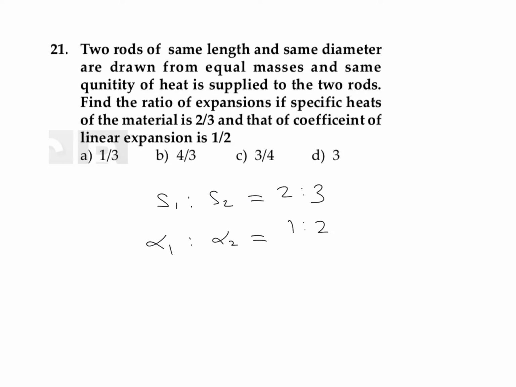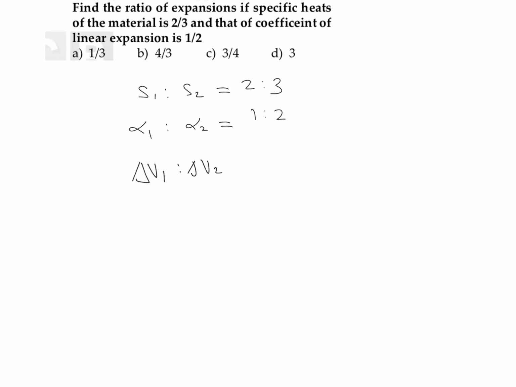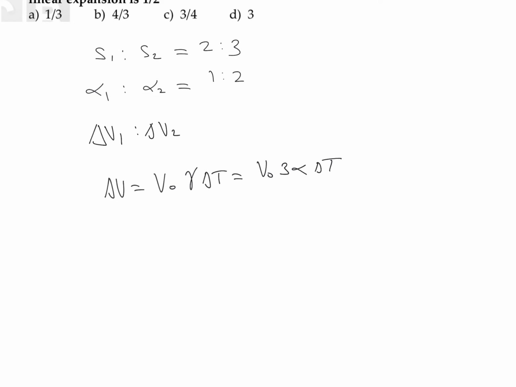So we know the equation for this expansion: the change in volume is equal to the initial volume into the value of gamma, which we can take as 3 times alpha, into delta T. So we can say that this change in volume depends upon the initial volume, this 3 is a constant, the coefficient of linear expansion, and delta T.